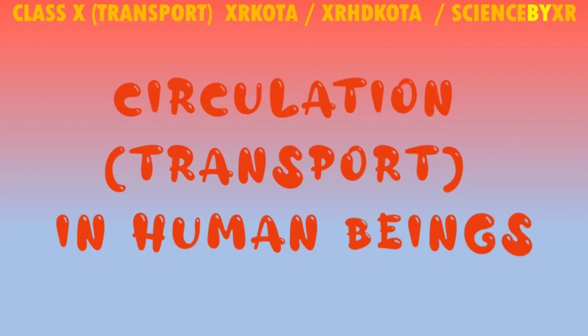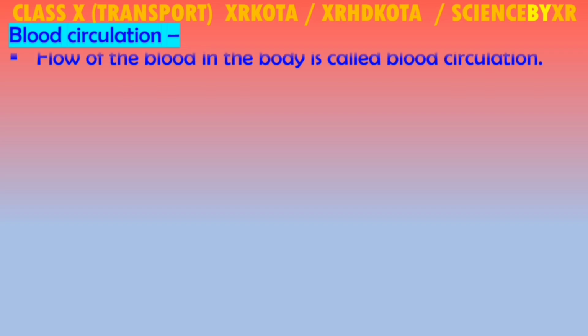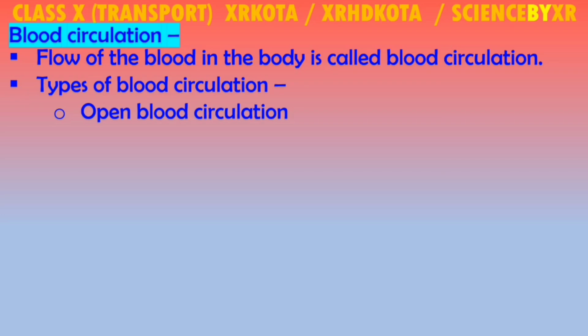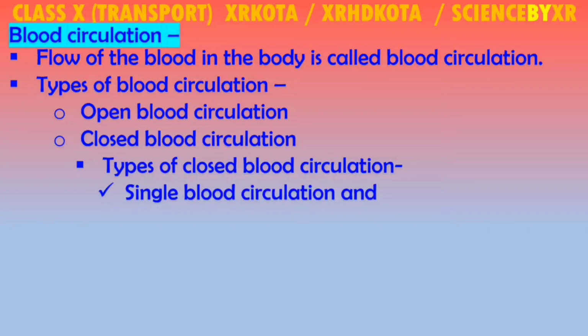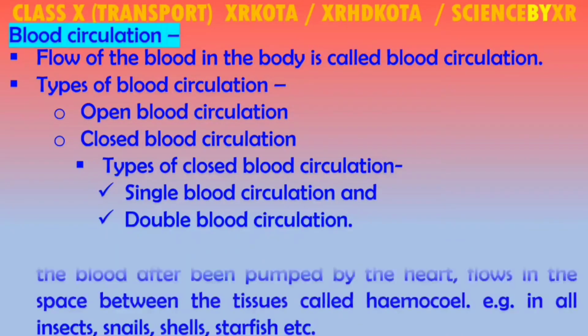So in this particular video we are going to study circulation. Okay, so blood circulation. What is blood circulation? The flow of blood in the body is called blood circulation, and blood circulation is of two types. First is open blood circulation, and second is closed blood circulation. The closed blood circulation itself is of two types, that is single blood circulation and double blood circulation. So let us study them one by one.